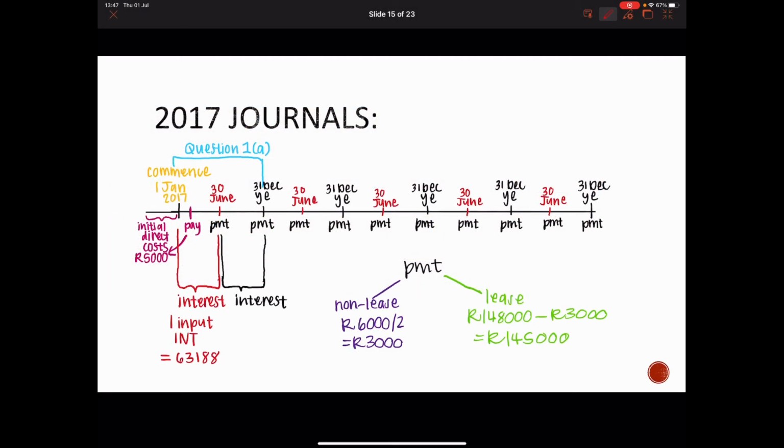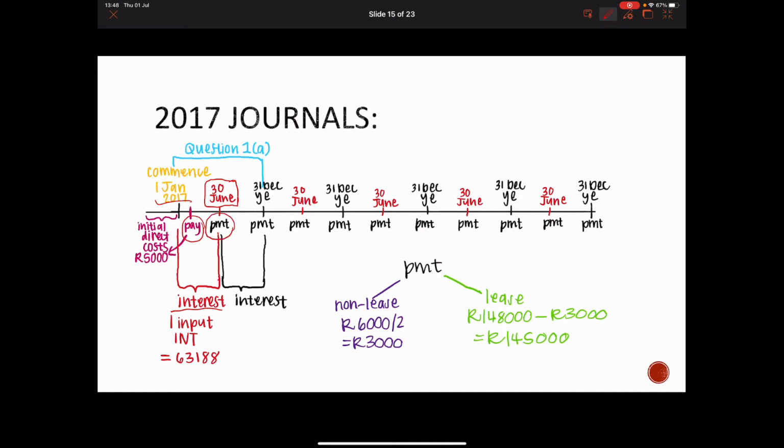Okay, so on 15 February 2017, you now do the journal entry for the payment. So now we did the journal entries for the commencement date, 1 January 2017, as well as the date that the initial direct costs were paid. So the next date journals that we need to do is 30 June, which is the date of the first payment. The standard tells us that we should go and do a journal entry for the interest that is accrued up until the date of the payment, which is the interest from 1 January 2017 to 30 June 2017. Then we should also go and do the journal entry for the payment on 30 June.